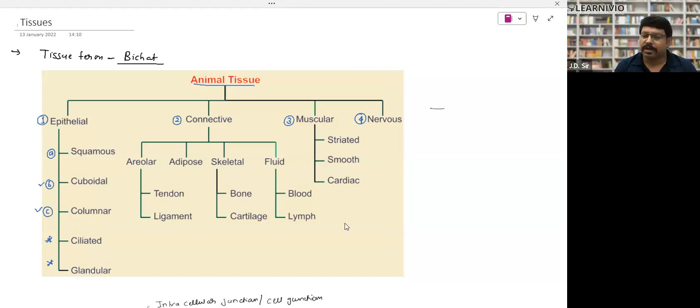And then come to the nervous tissue. Nervous tissues are basically the wire-like structures which are spread over the body, and they originate from the brain, and they carry information to every part of the body, and they bring back the information or response from the rest of the body or from the environment, right? So this is the broad classification. Got it?